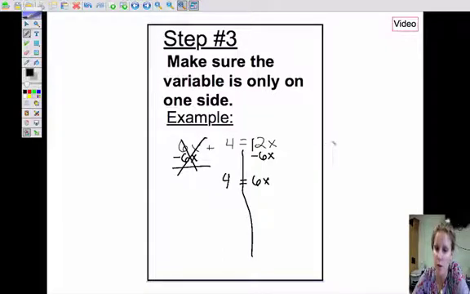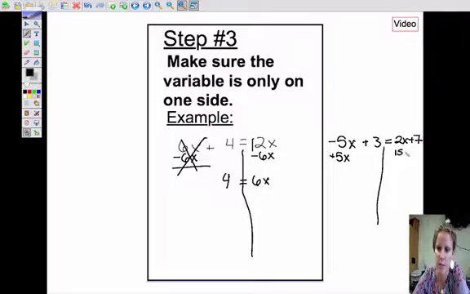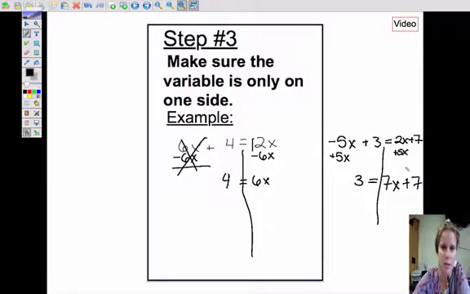Okay? Now over here, if we had negative 5x plus 3 equals 2x plus 7. Now what's smaller, negative 5x or 2x? Negative 5x. So to get rid of a negative, here's my line down, I would add 5x's to both sides. So then I'd have 3 equals 7x plus 7. All right? Bringing us to step number 4.